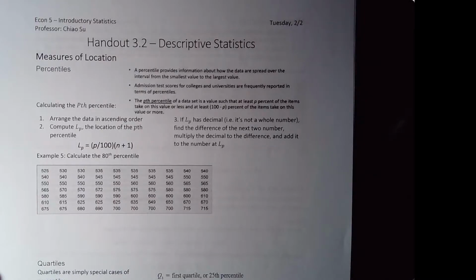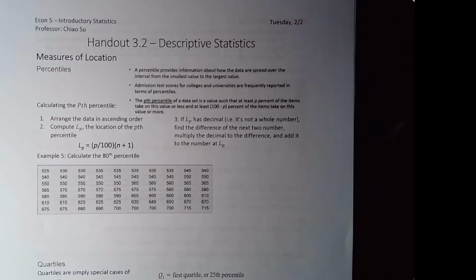So in handout 3.1, we talked about a measure of location, but more specifically, a measure of center. So mean, median, mode, geometric mean, and the weighted mean. Right? So all those five things are trying to describe where the center is in a distribution. Okay. Now, percentile is also a measure of location, but we're no longer talking about the center. Right?